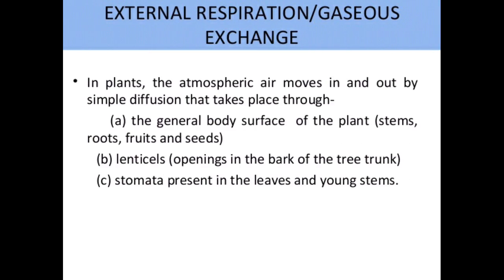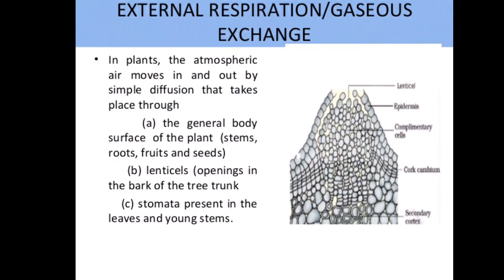In plants, the atmospheric air moves in and out by simple diffusion that takes place through the general body surface of the plants, means stems, roots, fruits and seeds, lenticels, openings present on the bark of tree trunk, and stomata present in the leaves and young stem. So, from these parts the gaseous exchange takes place in the plants, and that is external respiration.